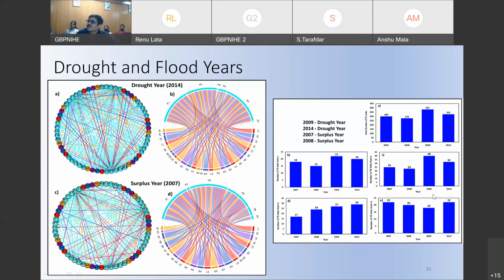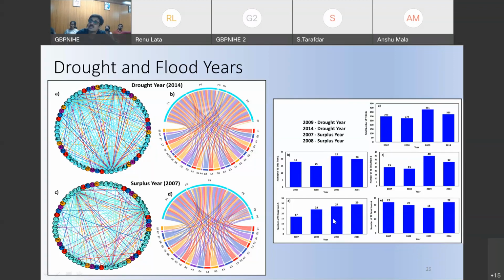And this is consistent. You can see, except albedo, for all the land variables, this is quite significant. If you consider soil moisture, evapotranspiration, and so on, this is LAI, this is the evapotranspiration, and this is the soil moisture. For all the cases, you can see that deficit years are having more number of links compared to the surplus years.